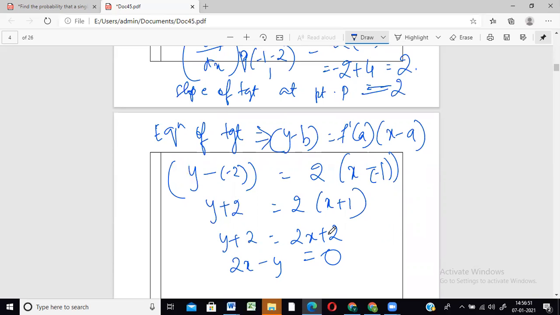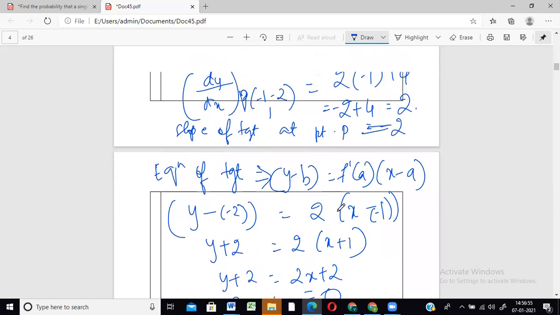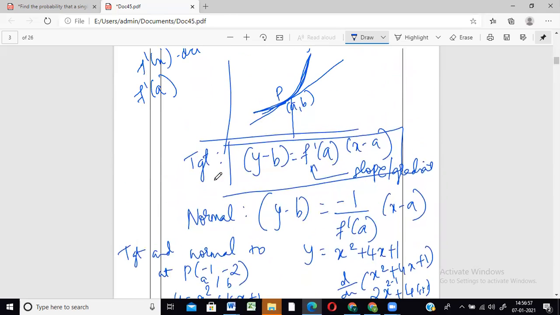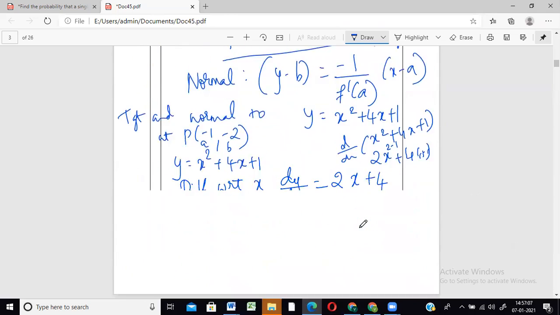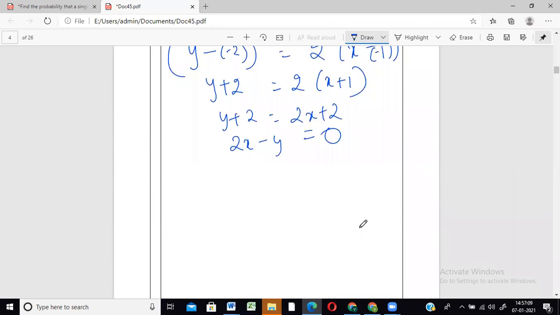Is this the end? No, this is not the end. They had also asked us to find the equation of the normal. For the equation of the normal, what did I tell you? The slope of the normal is the negative inverse of the slope of the tangent, meaning minus 1 upon that. So what will be the slope of normal now?